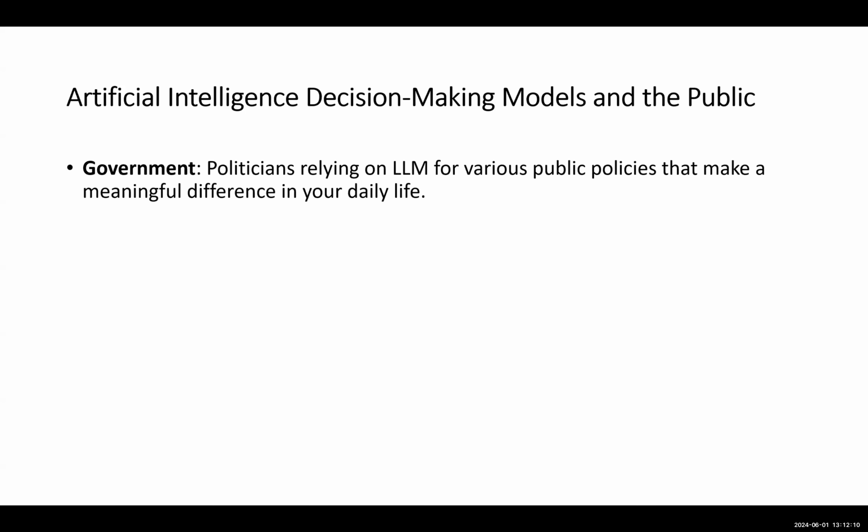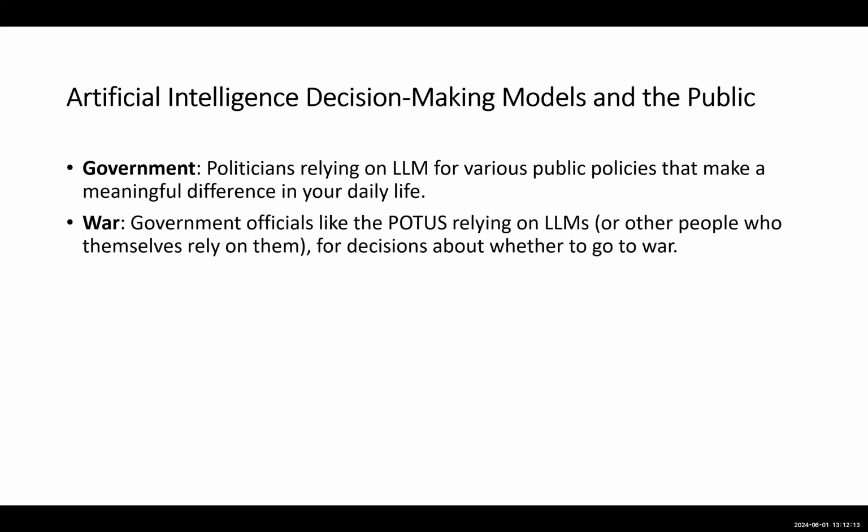Or consider going to war. That's a very important thing that people have to consider. Government officials, like the President of the United States, if he or she relies upon large language models or AI systems of some sort, or if maybe they rely upon other people who are advising them, and those folks themselves rely upon artificial intelligence, when they make these sort of decisions about when and whether to go to war, what results will come from that? Could you imagine an AI system telling the president of the United States that we should strike, say, Saudi Arabia because of X, Y, and Z reason? Or maybe the person who's giving advice to the president is themselves relying on that AI system.